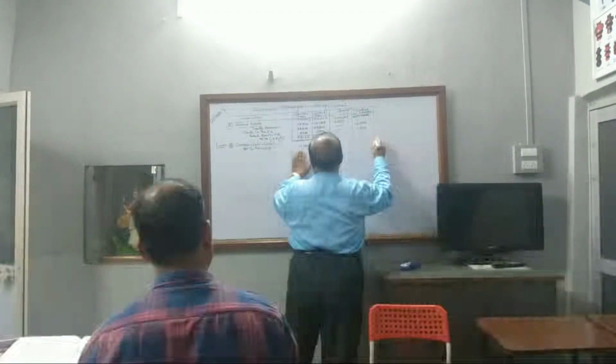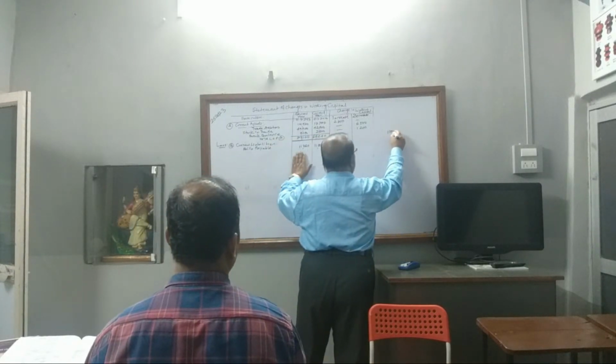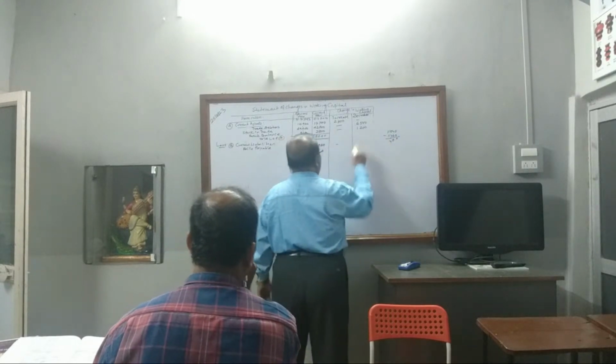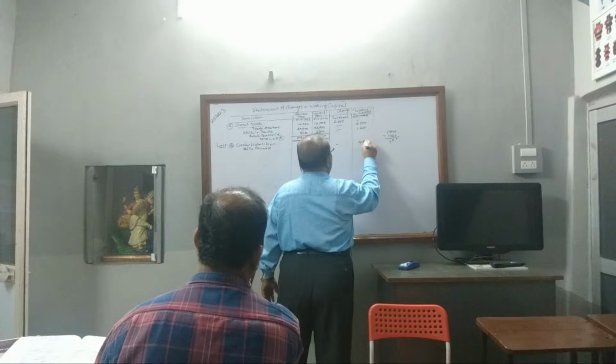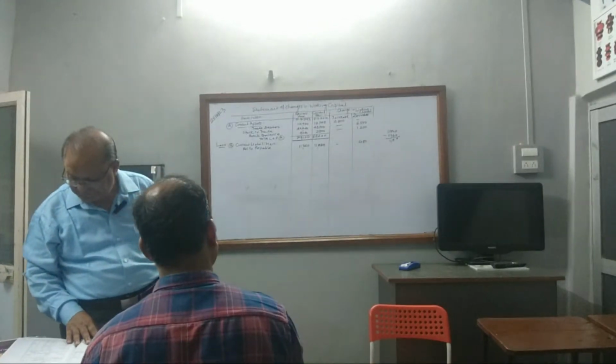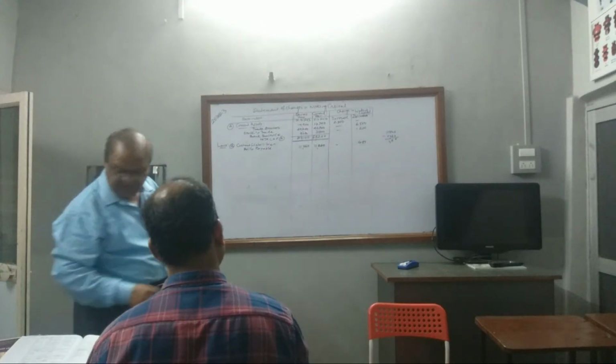How much will you get here? It is increased: 11,840 minus 11,360. That is 480. Correct? So right here 480 in the decrease column.